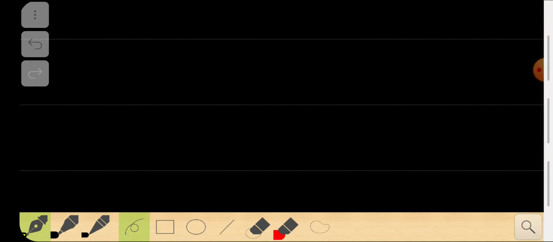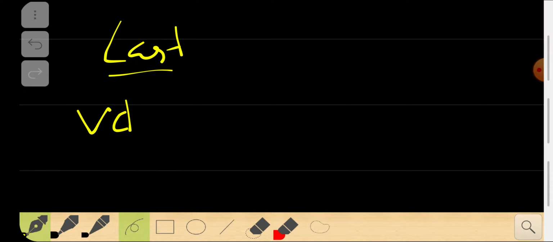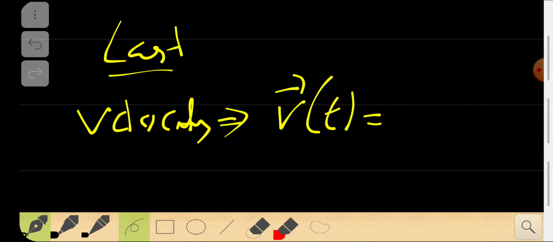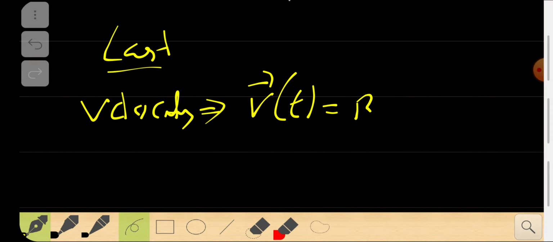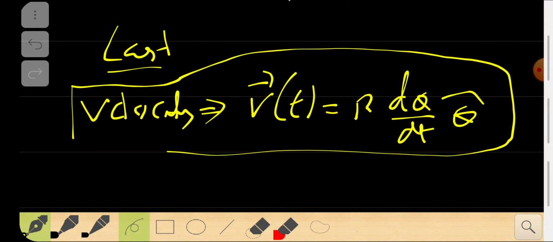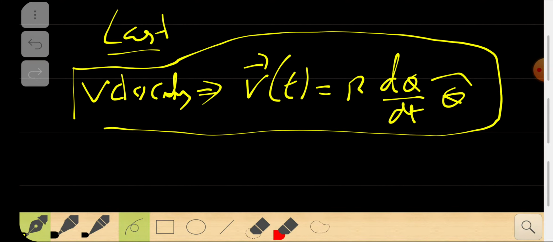So last time we found the velocity vector, v of t, which is a function of time, equal to r times d theta by dt in the theta cap direction. That was the velocity vector. We also derived it, so you have to go back to lecture 107.1. If you haven't watched it, you have to go through that to understand where it came from.